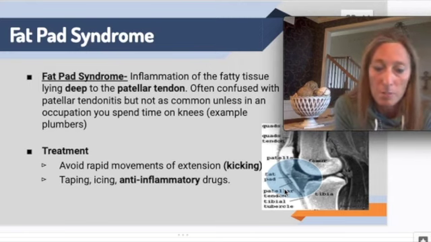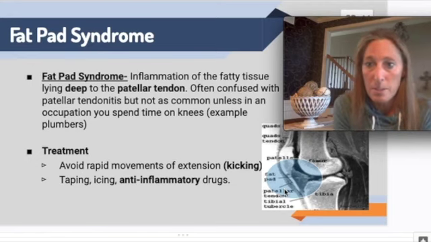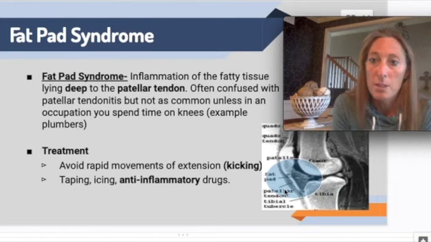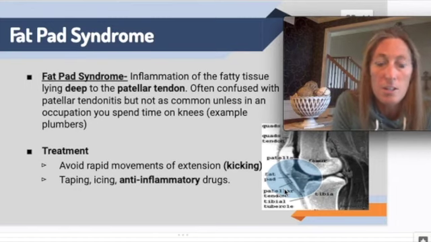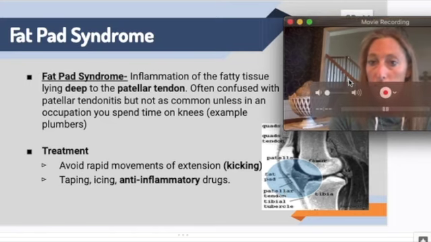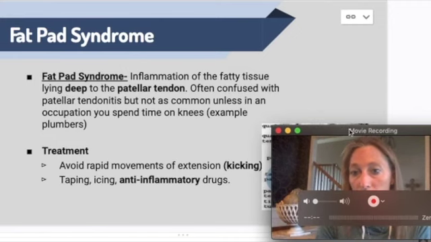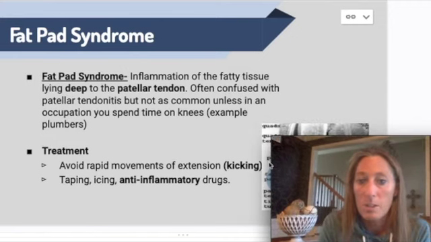If somebody is in an occupation where they spend a lot of time on their knees, for example, a plumber or somebody that's constantly putting impact on their knee, fat pad syndrome is going to be more likely. Then an athlete is probably going to be more likely to have jumper's knee or patellar tendonitis. Treatment is going to avoid the rapid movement of extension or kicking. Taping, icing, and anti-inflammatory drugs are the treatment that the athletic trainer or the doctor will most likely recommend.